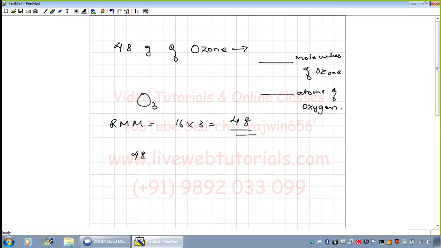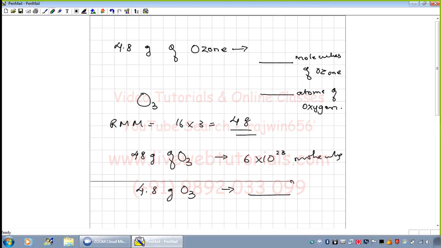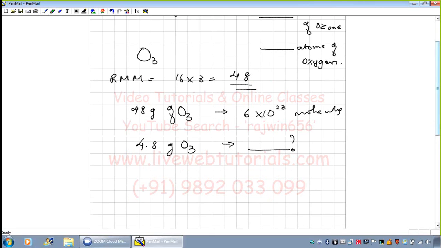Alright, so if it is 48 grams of O3, the number of molecules that will be present will be 6 multiplied by 10 raised to the power 23 molecules. So 4.8 will have how much? Okay, this is going to give me 6 multiplied by 10 raised to 22 molecules. Correct, because this is 10 times less, so it is going to become 1/10. I have to divide it by 10. Alright, so these many molecules of O3 are there.